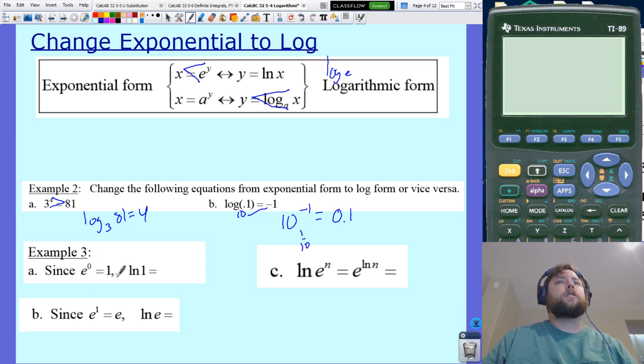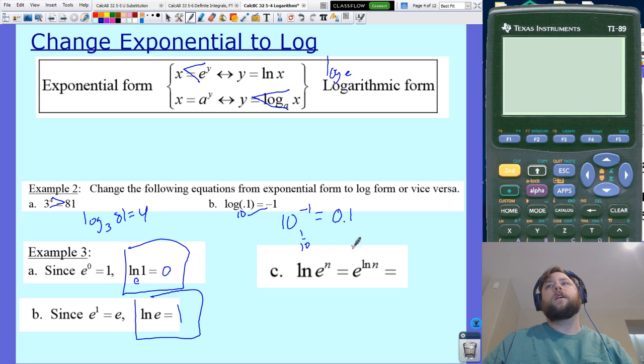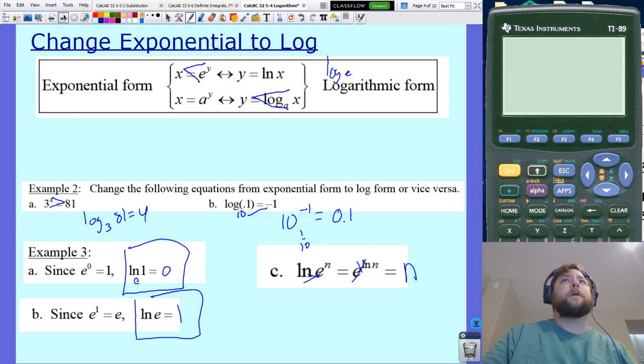So if e to the 0 equals 1, ln of 1 is going to equal, that's like log base e, that's going to equal 0. So actually log of 1 is always going to equal 0. That's one of those things to know. Right here, e to the 1 equals e. The ln of e is going to equal 1. Another thing to know: log base e of e to the n is equivalent to e to the ln of n, which both equal n. Kind of like the log and the exponent cancel each other out in a way. You can think of it that way.